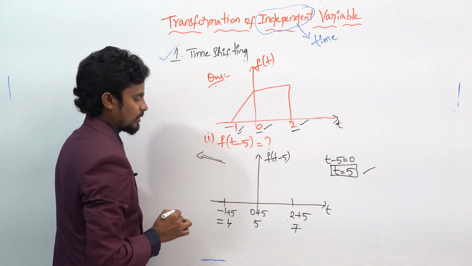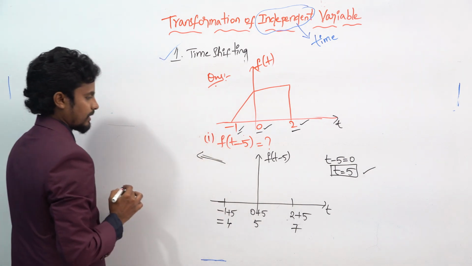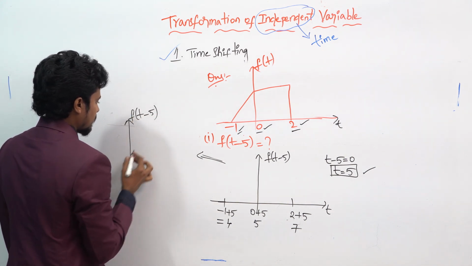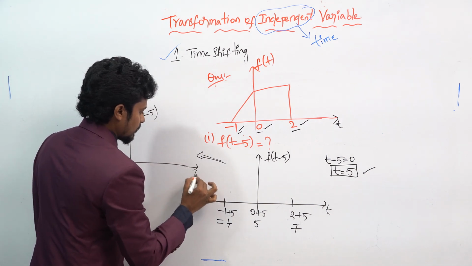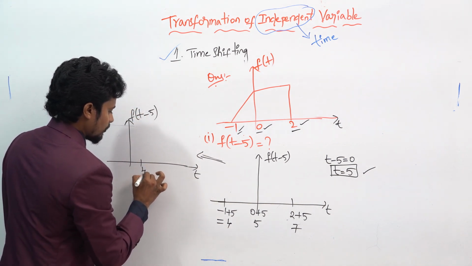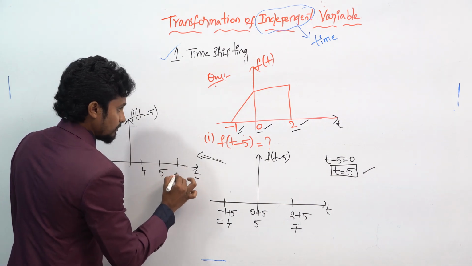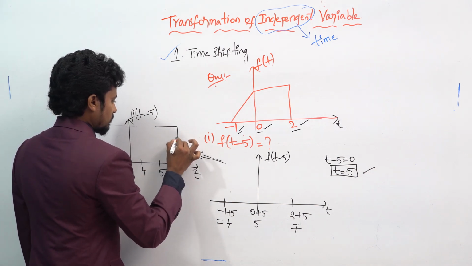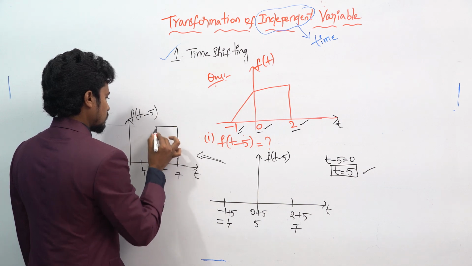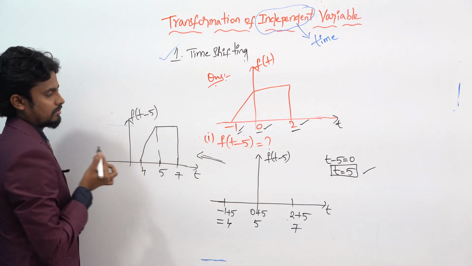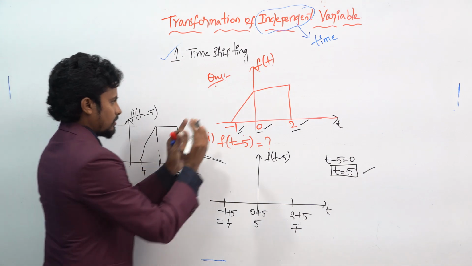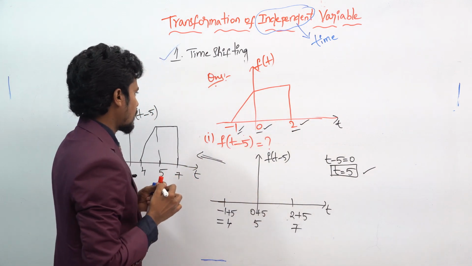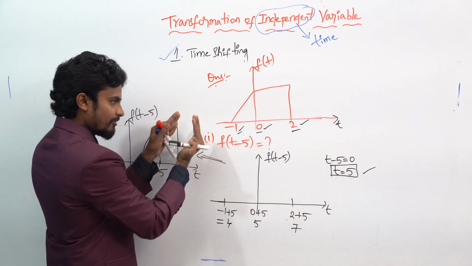Let's see how this plot will be shifted, to the left-hand side or right-hand side. This is f of t minus 5. Here this is t, here this is 4, here this is 5, and this is 7. So this plot is just shifted to the right-hand side. In the earlier case, our plot got shifted to the left-hand side.